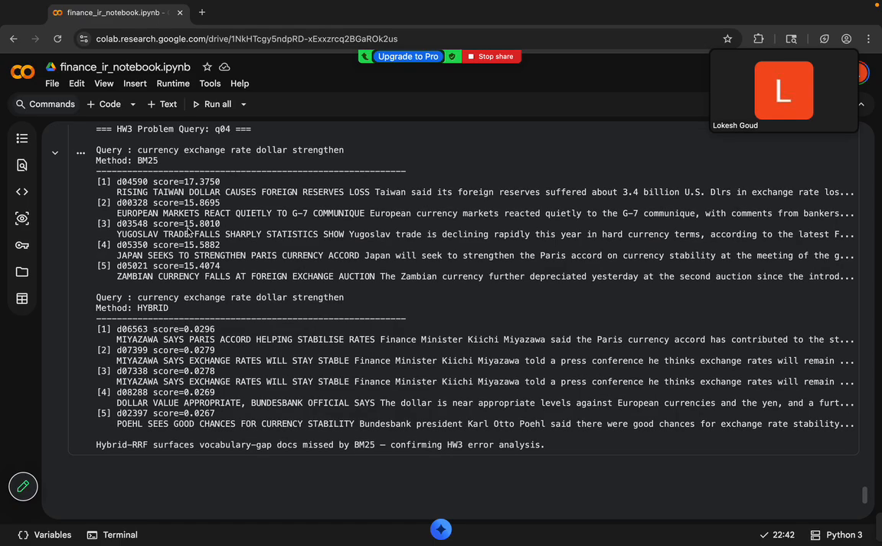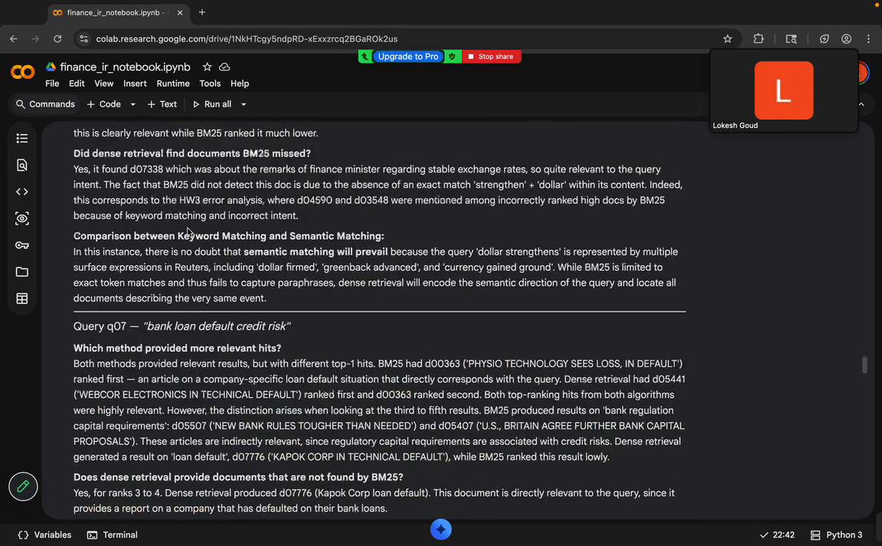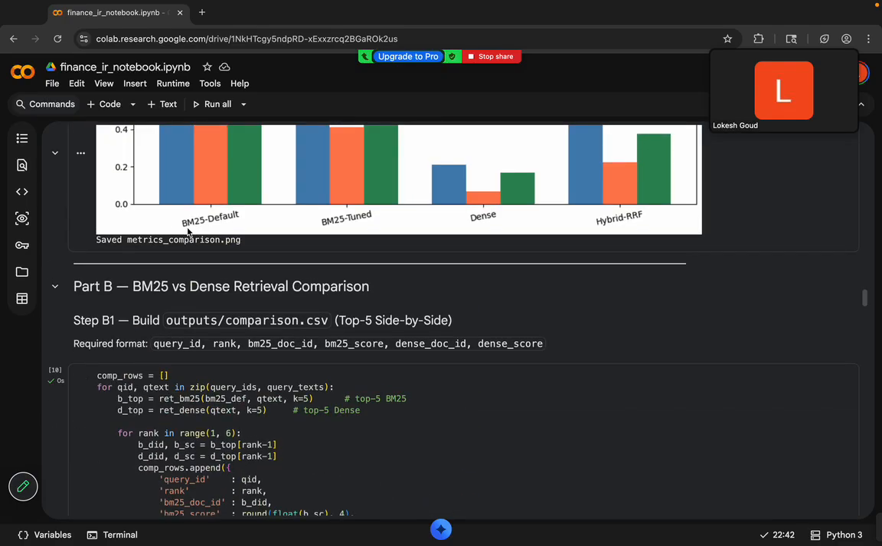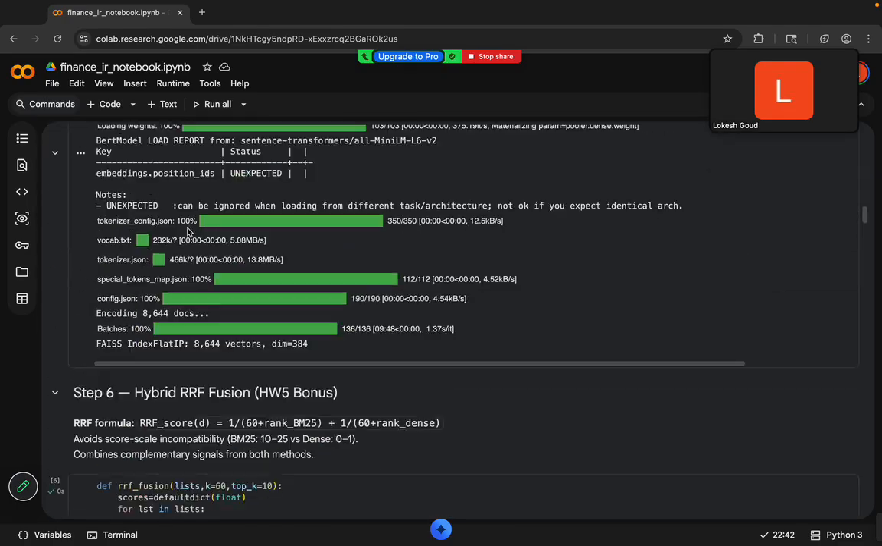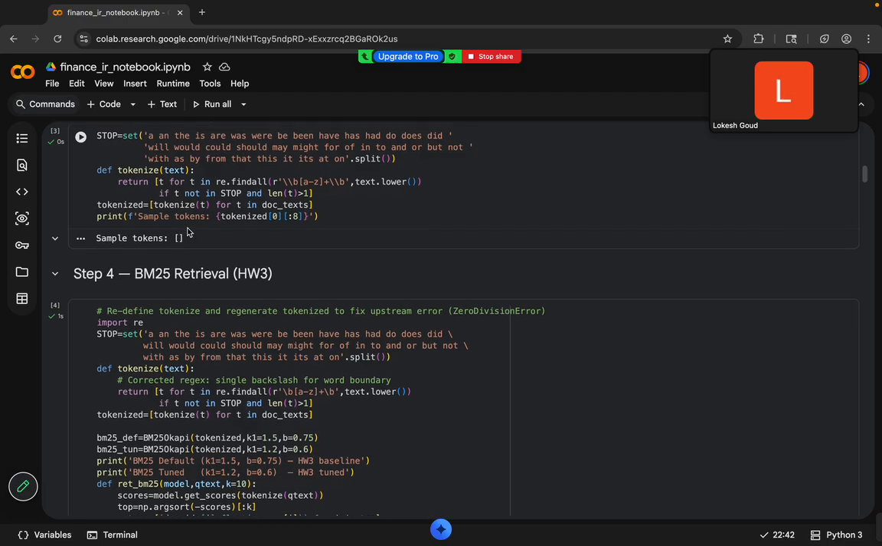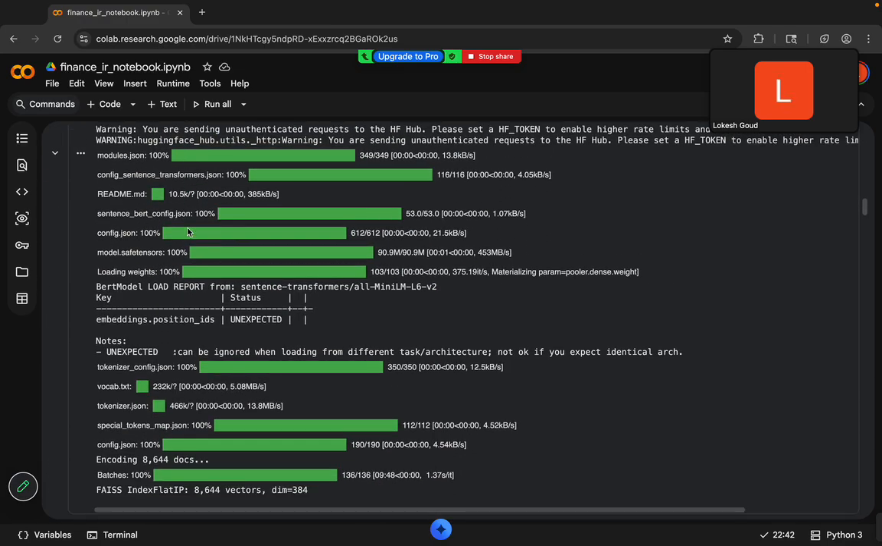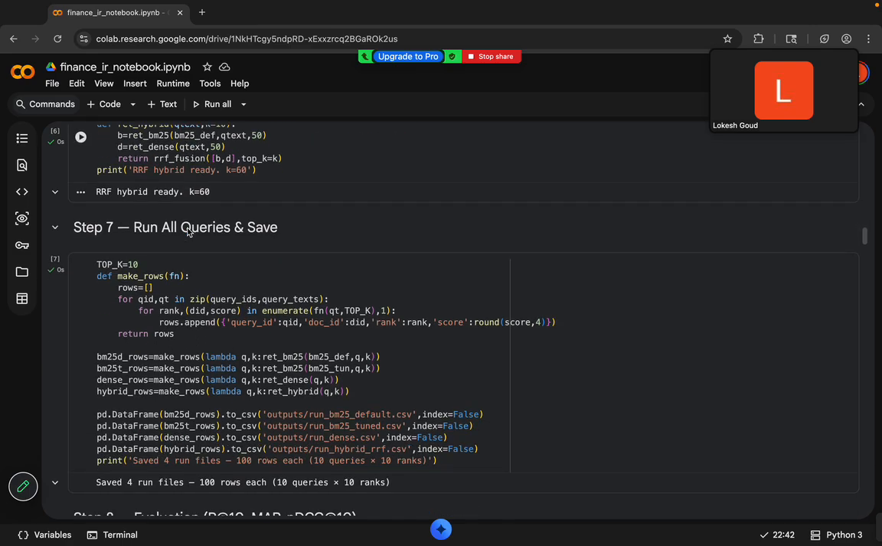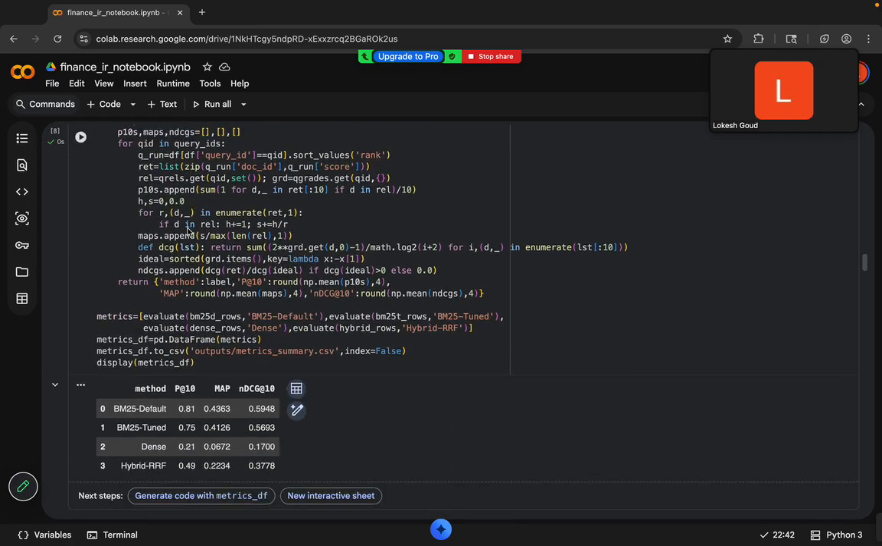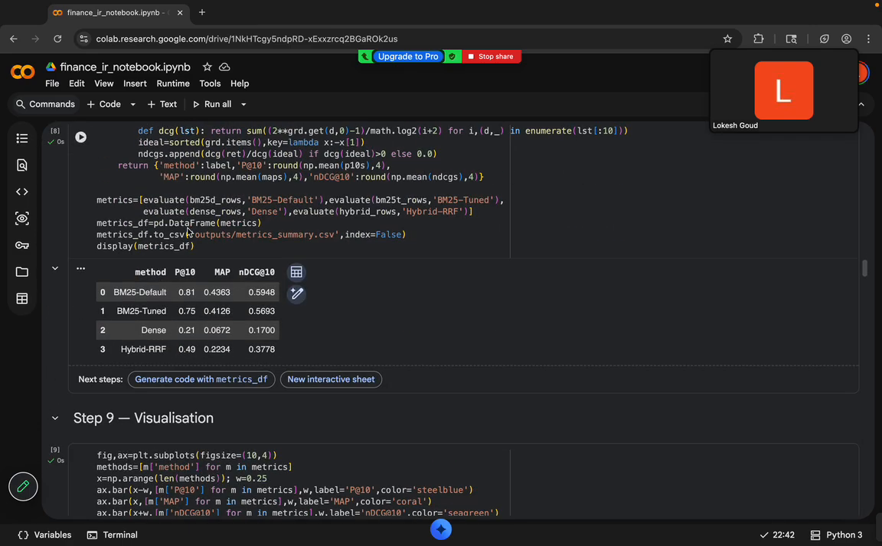Now the evaluation. I am using the same framework as homework 3, so the results are directly comparable. BM25 default: P at 10 equal to 0.810, MAP 0.851. This exactly matches my homework results, confirming the pipeline is correctly implemented.